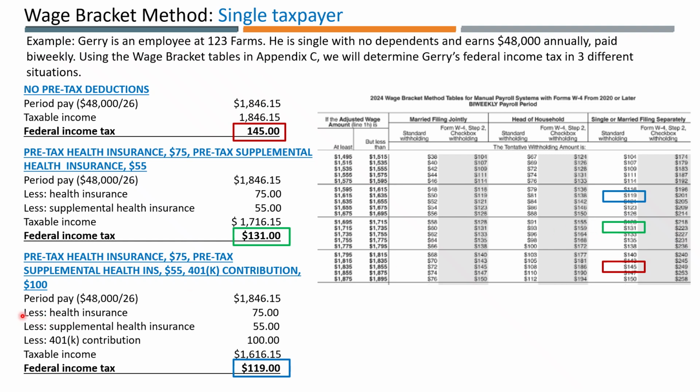Our last example is like the second example, but we have an additional pre-tax deduction for 401k deductions of $100, which lowers the taxable income to $1,616.15. Going back to the tax table, we find the correct row for the taxable income of $1,616.15, which is $119.